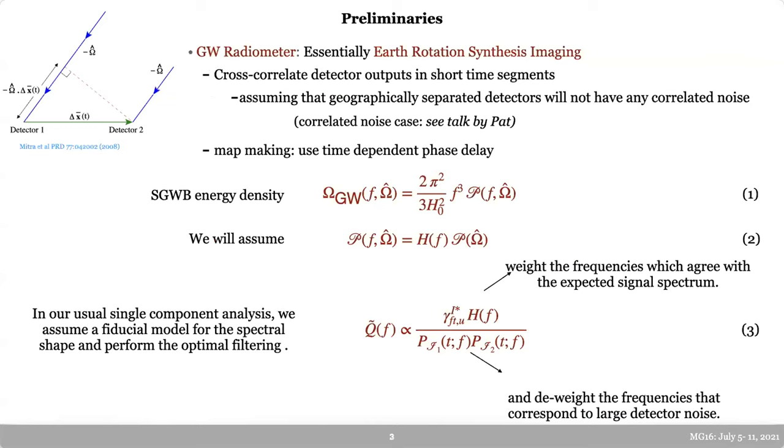Okay, some preliminaries. The stochastic gravitational wave background is individually undetectable, but can be detected collectively through its common influence on multiple detectors. What we basically do is cross-correlate detector output in shorter time segments, assuming that geographically separated detectors will not have any correlated noise. And to look for the anisotropy, we generally use gravitational wave radiometer techniques, essentially to map the anisotropy that exists in the universe.